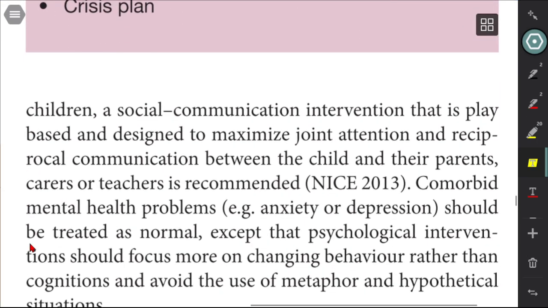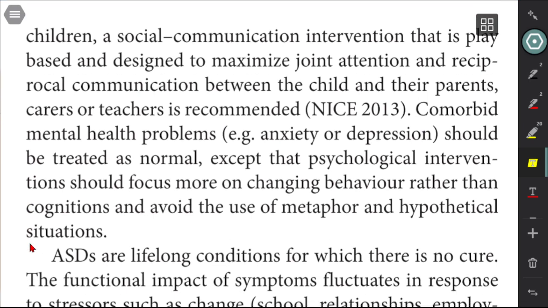Okay. In children, a social communication intervention that is play-based and designed to maximize joint attention and reciprocal communication between the child and their parents, carers, or teachers is recommended by NICE guidelines. Comorbid mental health problems like anxiety or depression should be treated as normal, except that psychological interventions should focus more on changing behavior than cognitions and avoid the use of metaphors and hypothetical situations, of course. So for children, this is the social communication intervention.